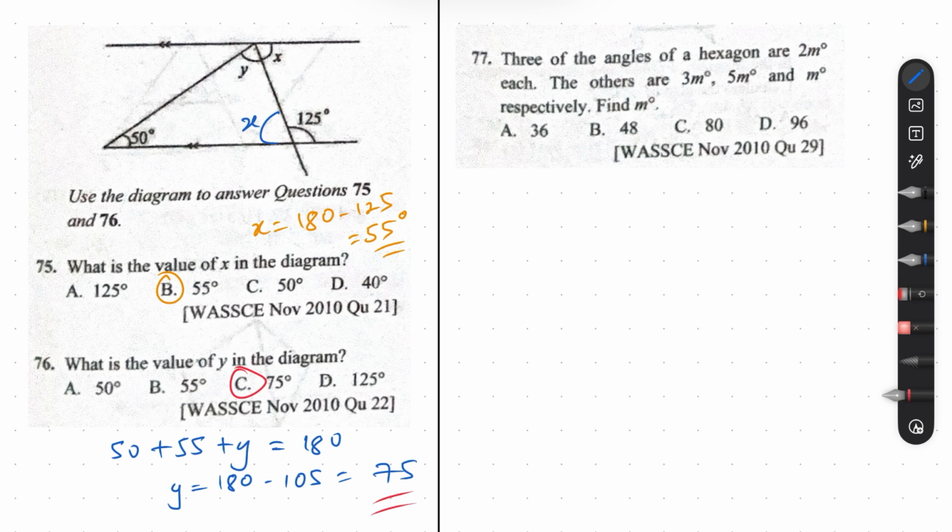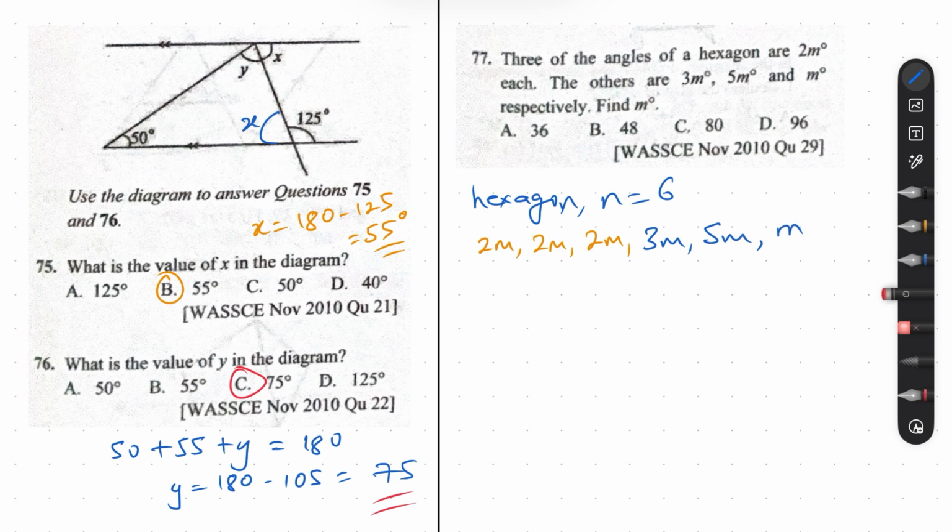Okay, cool. Let's move on to question number 77. The question says 3 angles of a hexagon. We know a hexagon has how many sides? n is equal to 6. Okay, and we're told that 3 of the angles of the hexagon are 2m. That means we have 2m, 2m, 2m. Then the other angles are 3m, 5m, and m.